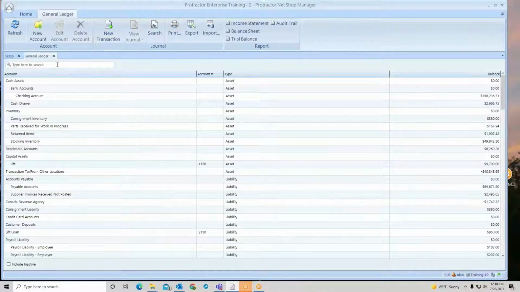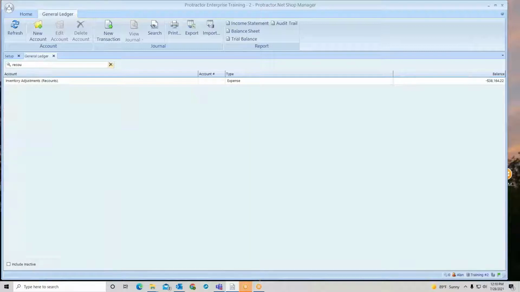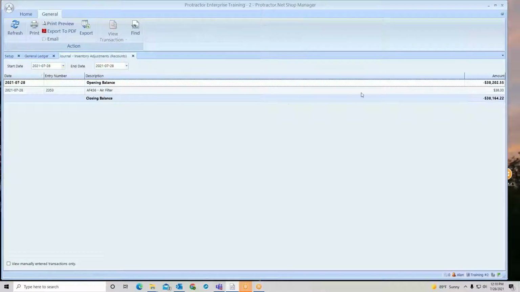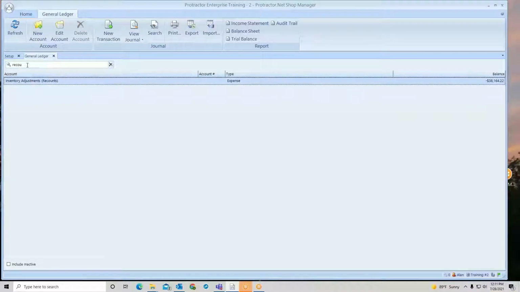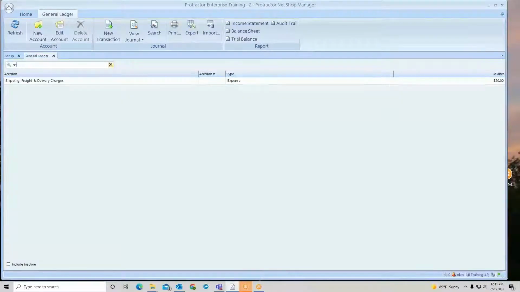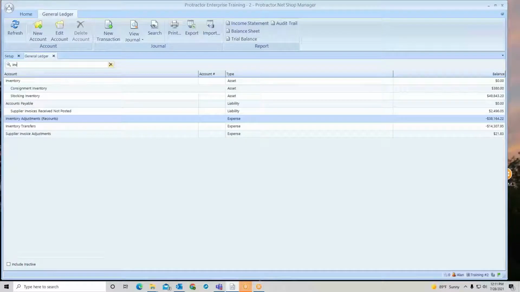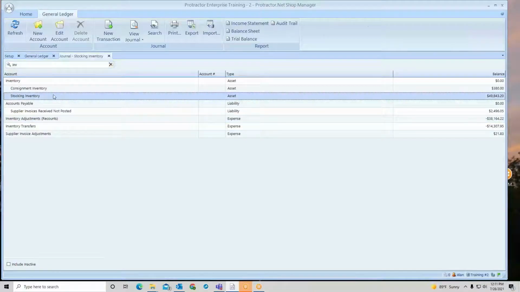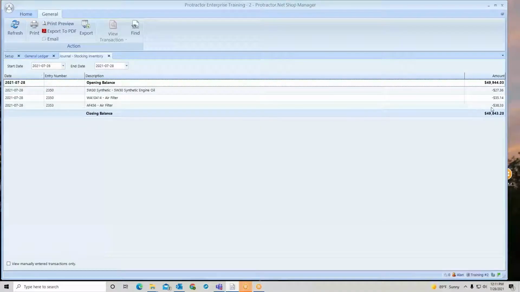So we're going to go pull up our recount adjustment. Open it up for the day. Here is where I made the adjustment. So what I've done is I've increased the expense side of my income statement. What I've also done is reduced the inventory value. So if I go look at my stocking inventory, now that has reduced.